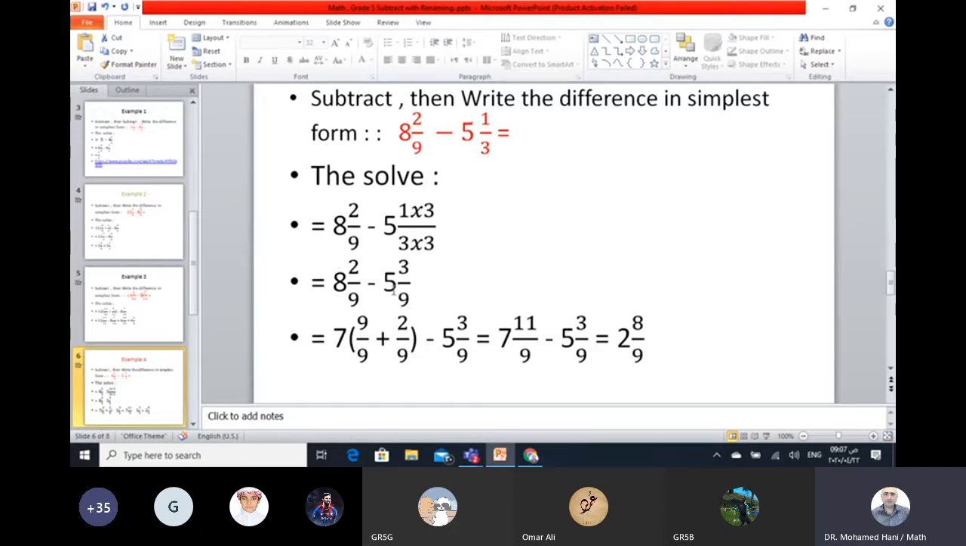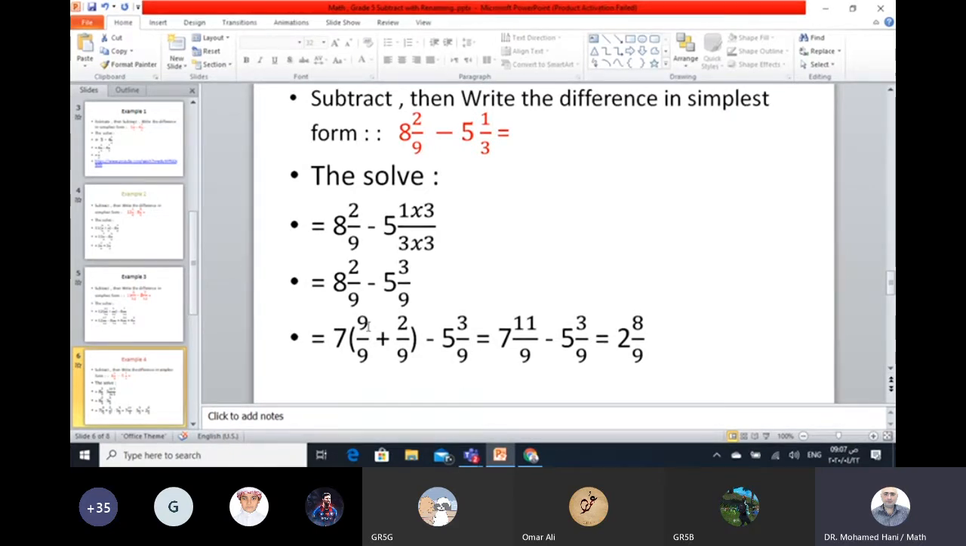Now the problem here, 2 minus 5 is impossible. So what do I do? Borrow 1 from the 8. 8, take 1 from 8 will be 7, and change the 1 to 9 over 9. So I can write 7 and 9 over 9 plus 2 over 9. And here we have minus 5, 3 over 9.